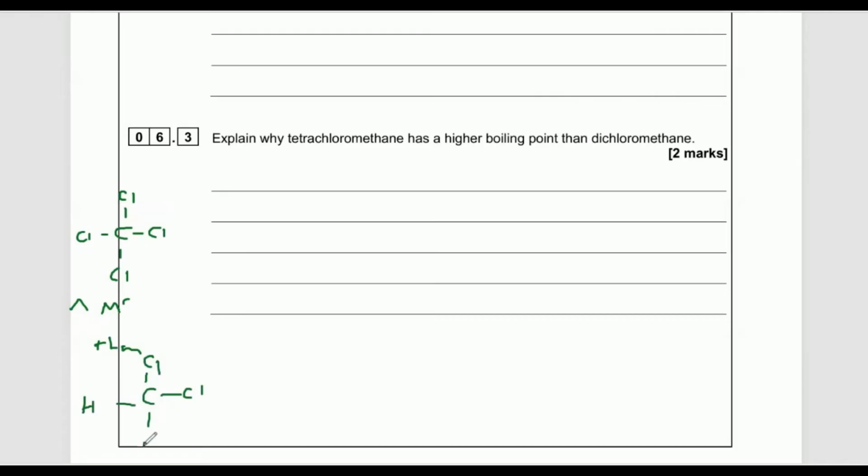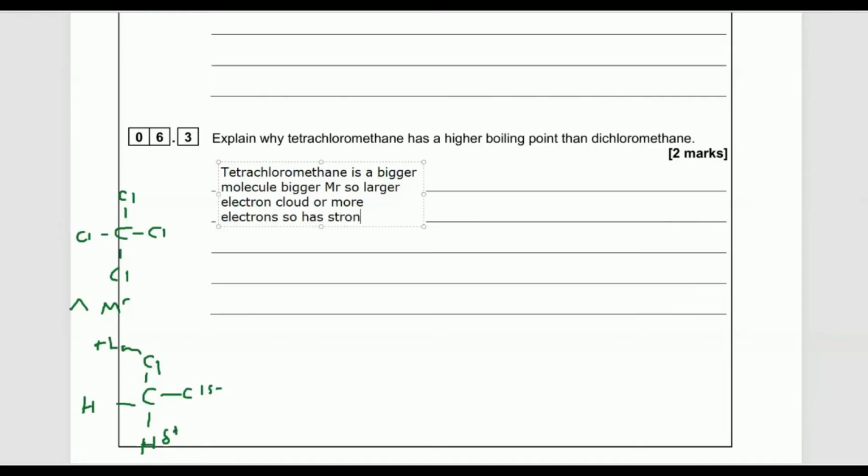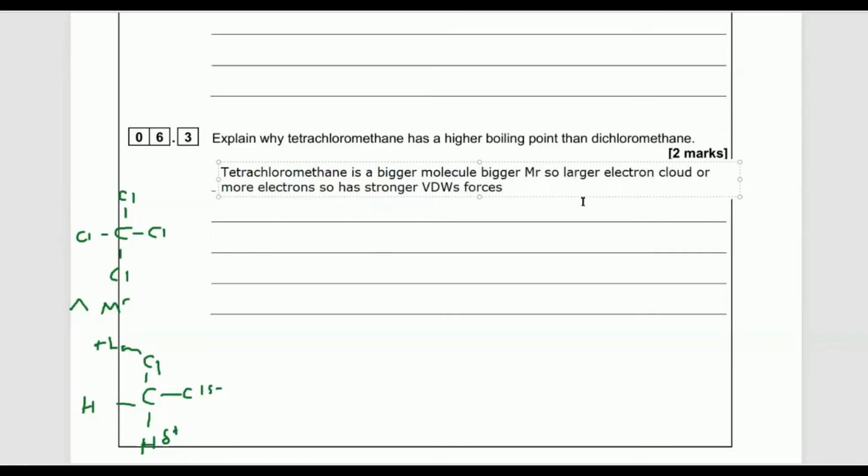It's non-polar. But it's actually got a larger Mr than dichloromethane, which means it has more electrons, a larger electron cloud. That's because dichloromethane contains 2 hydrogens instead of 2 chlorines, which it would have if it was tetrachloromethane. So the tetrachloromethane being a bigger molecule with more electrons, or a larger Mr, means that it has stronger van der Waals forces. Now, the forces between the molecules are van der Waals forces, or temporary dipole-dipole forces, and these are stronger than the permanent dipole forces that are found in the dichloromethane, purely due to the size of the molecule.